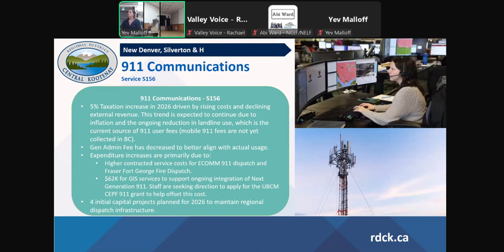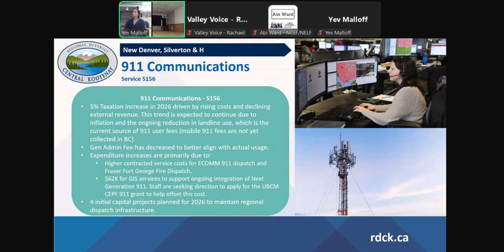911 communications, so this is service S-156, region-wide except for the three larger municipalities. And so the 5% taxation increase this year is driven both by rising costs and declining revenue. Where the revenue is declining is there's a 911 levy on landlines. So as landline use is reduced, there's less taxation available. Local governments have been lobbying both the provincial and federal government to get 911 user fees added to mobile phones, but they have not been successful yet.